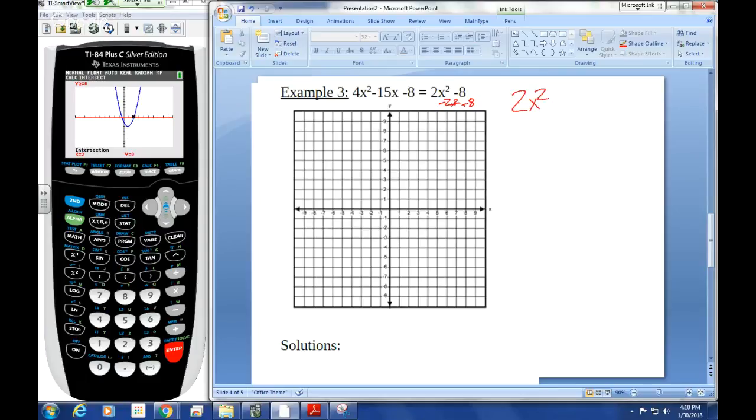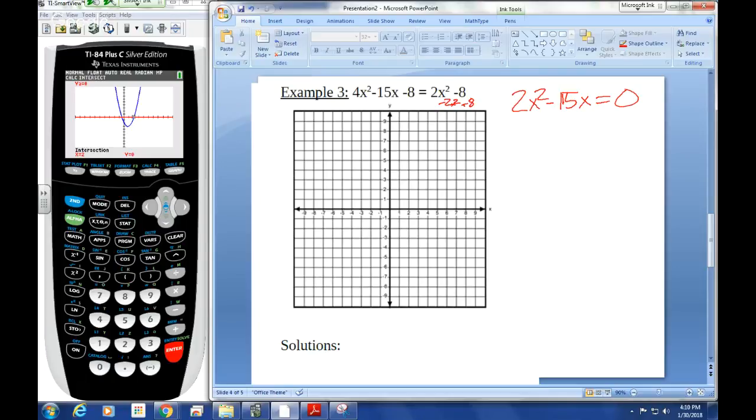2x squared minus 15x. Because if we add 8 to this side, 8 plus negative 8 is just going to be 0. And 4x squared minus 2x squared is just going to be 2x squared. So this equals 0.